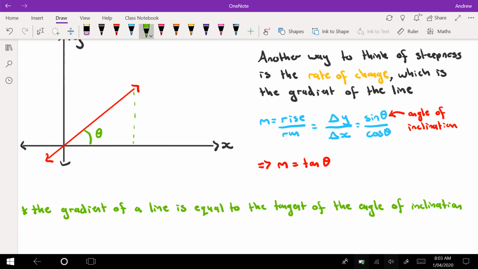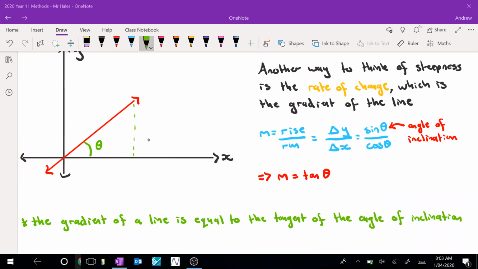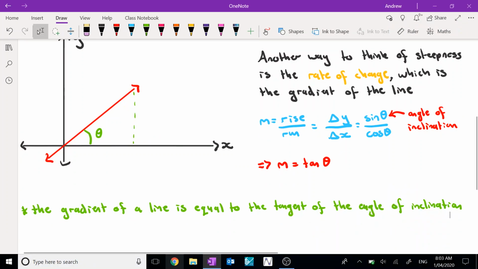So if you have any line and it cuts the x-axis and it makes an angle with that x-axis, if you find the tan value of that angle theta, then you will have the gradient of that line. So you find the angle here, and then you find the tan of that angle, and it gives you the gradient of the line.